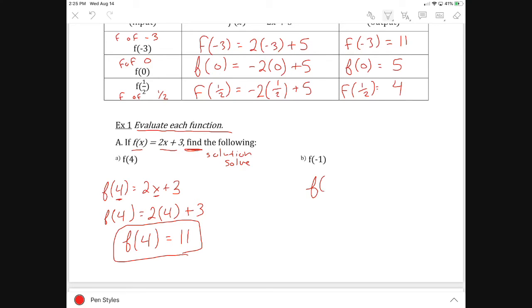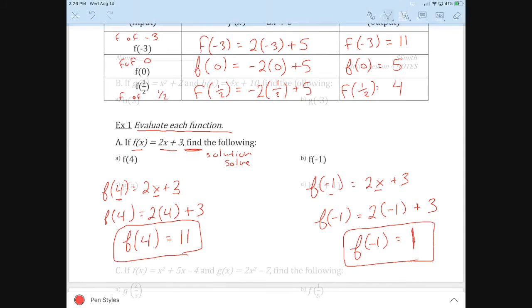Now we're going to go over to example B. So we have f of negative 1 equals 2x plus 3. So we're going to plug in negative 1. So we've got f of negative 1 equals 2 negative 1 plus 3. So we've got 2 times negative 1. That's going to be negative 2 plus 3, which is going to give us 1 as our final answer for this one. F of negative 1 equals 1.